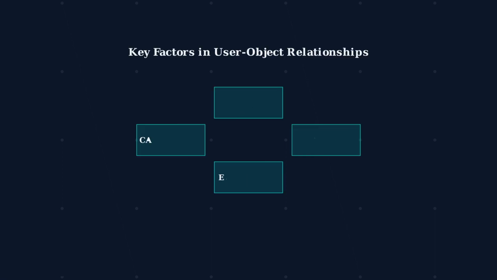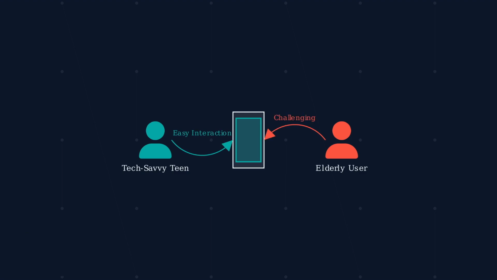To create effective affordances, designers must consider four key factors that shape the user-object relationship: the user's needs, their capabilities, their goals, and their past experiences. Understanding this relational nature is crucial for designers. The same smartphone interface might afford easy communication for a tech-savvy teenager, but present barriers for an elderly user unfamiliar with touchscreen gestures. Effective design considers these relationships to create inclusive, accessible experiences.